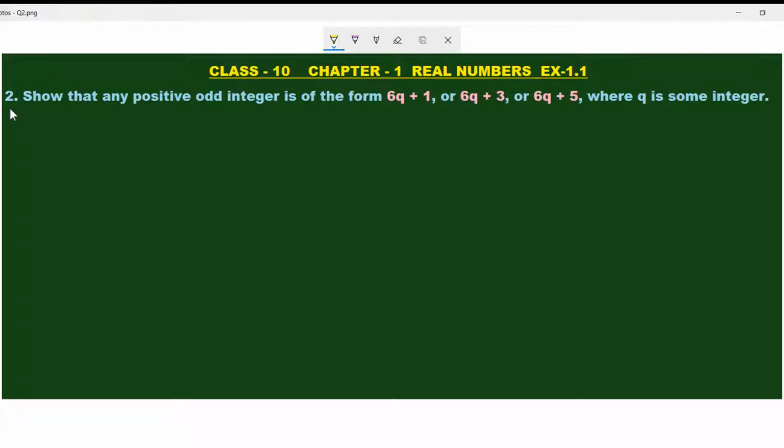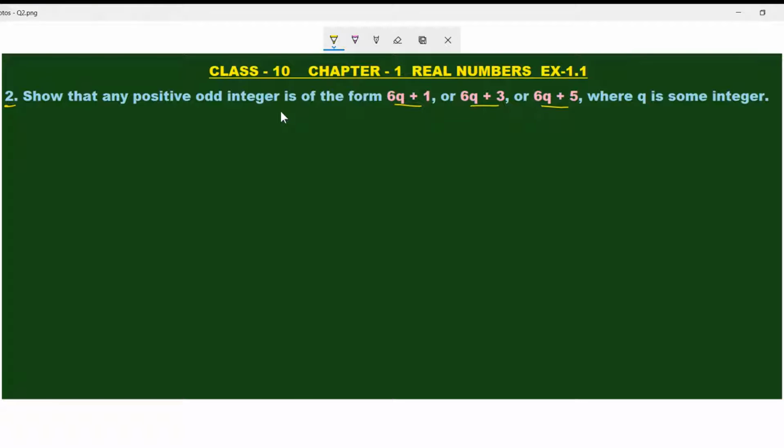In today's class, we are going to solve question number 2 from exercise 1.1, class 10, chapter 1, real numbers. The question is, show that any positive odd integer is of the form 6q plus 1, 6q plus 3 and 6q plus 5, where q is some integer. That means we need to prove that if the given number is a positive odd integer, then we can write it in the form of 6q plus 1, 6q plus 3, 6q plus 5.